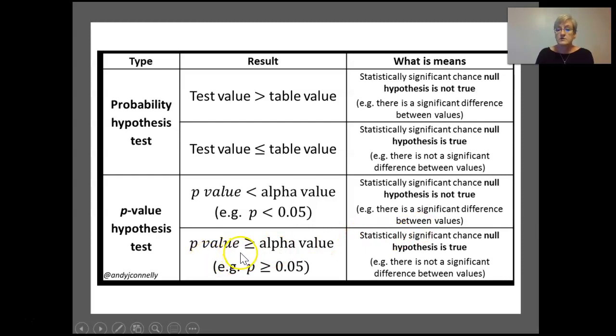If the p-value is greater than or equal to the alpha that you've set, which is your bar, what do you have to beat? Then you have a statistically significant chance the null hypothesis is true. And what that means in actual words is there's not a significant difference between the observed means.